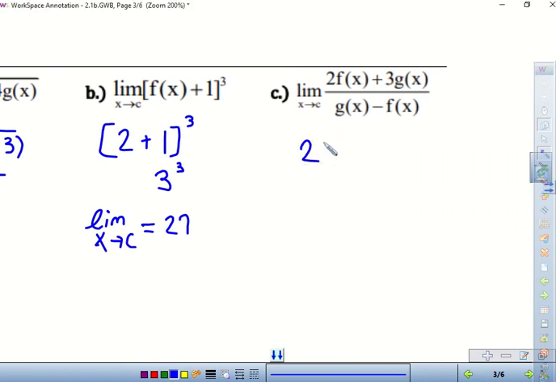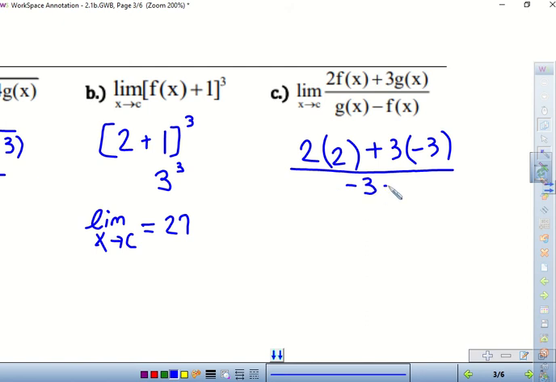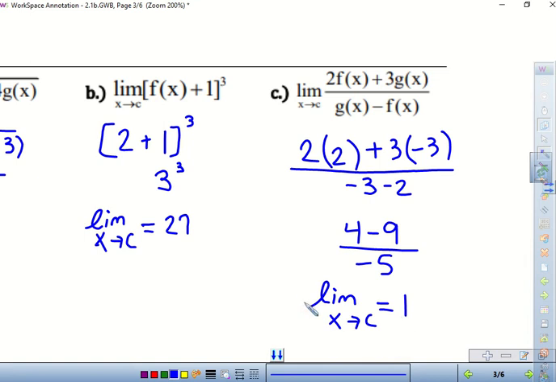And then the next one, 2 times 2 plus 3 times negative 3 over negative 3 minus 2. So what's the first thing we're going to do here? 4 minus 9, right? Over negative 5. So the limit as x approaches c is equal to 1. Because negative 5 divided by negative 5, right? Okay.